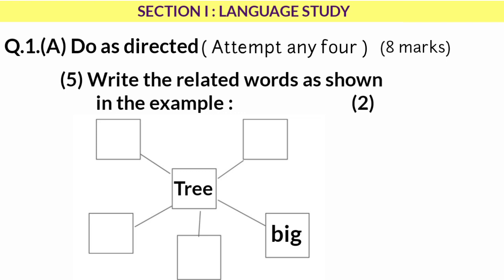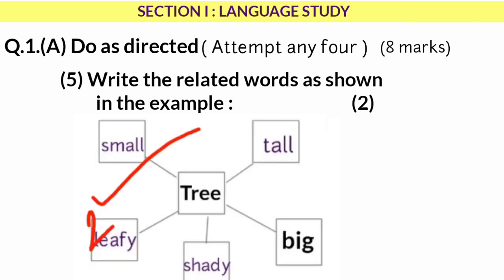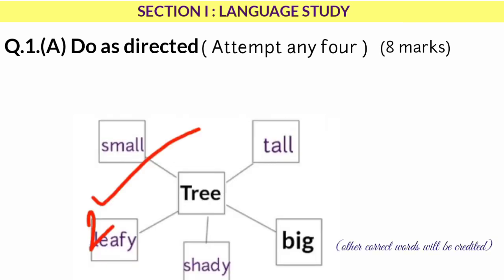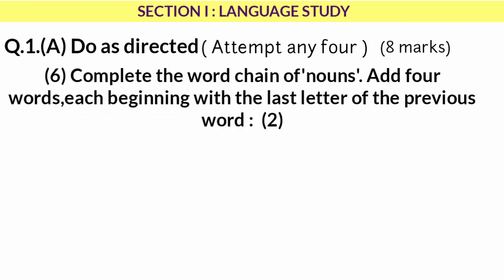The fifth activity is related words. So the word relation is given. For example, here tree and its adjective relation is given. Therefore, we have to write the adjectives for tree: small, tall, leafy, shady, in this way, and you can get full credit if you have written it correctly. Any other adjectives can be written there.